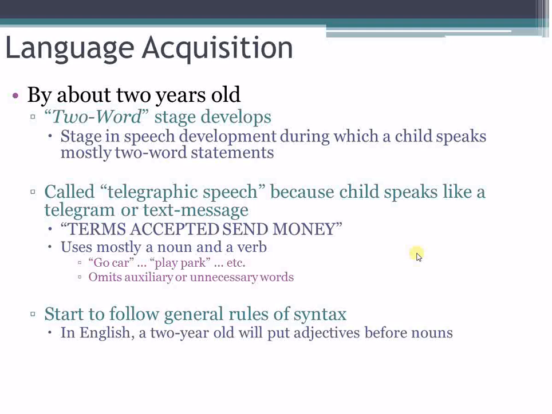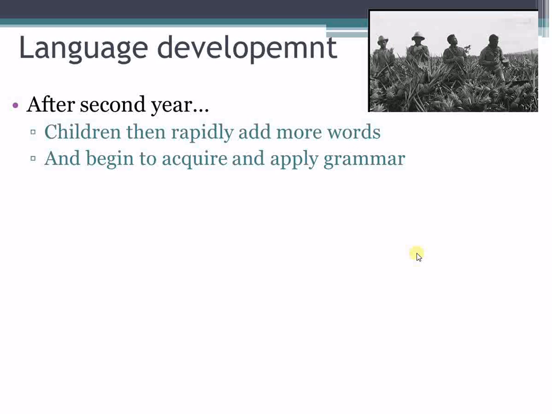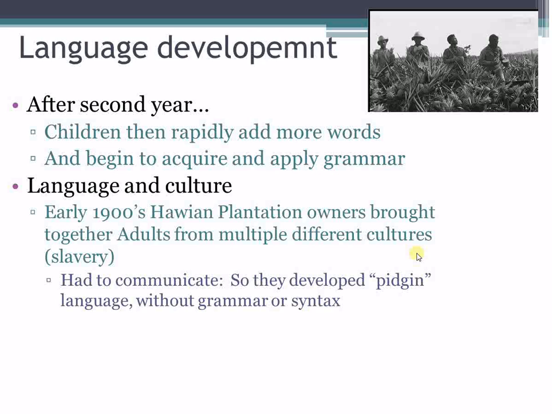Interestingly, too, around 2 years old, they start to follow these rules of syntax, so putting adjectives before nouns and those sorts of things. Now, after the second year, children rapidly add more words and they apply grammar. Now, what's interesting about this idea is that culture plays a role in language development. So there's an interesting application of this idea that children acquire and apply grammar.